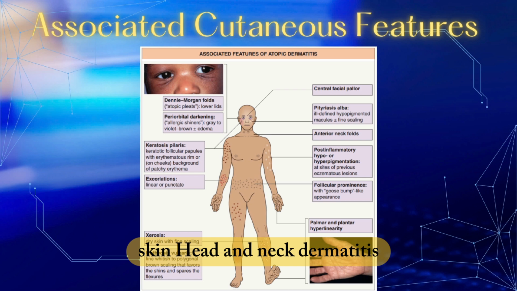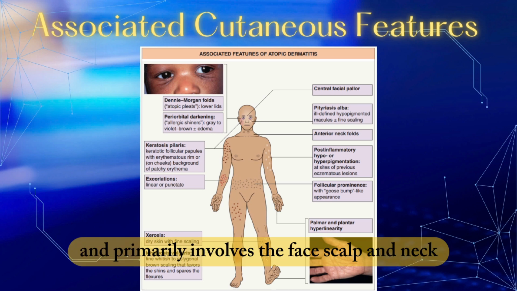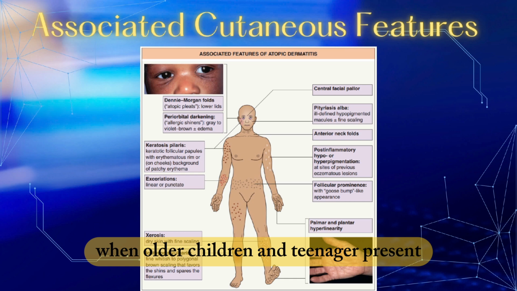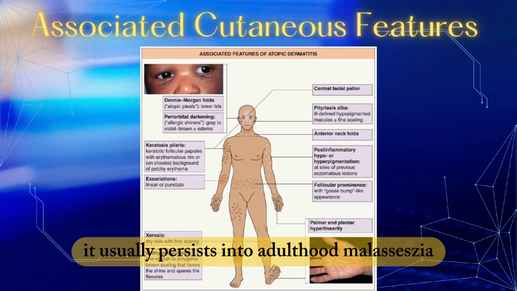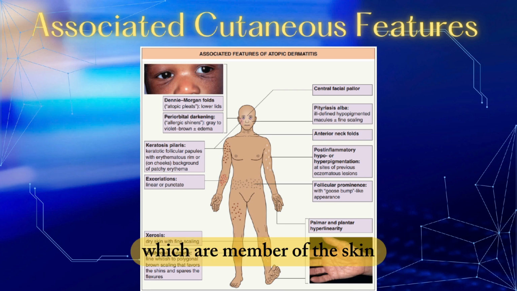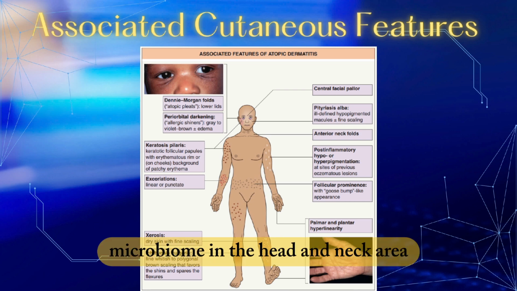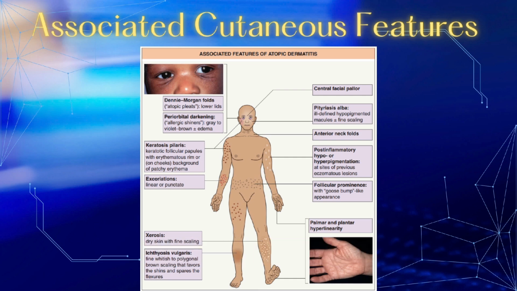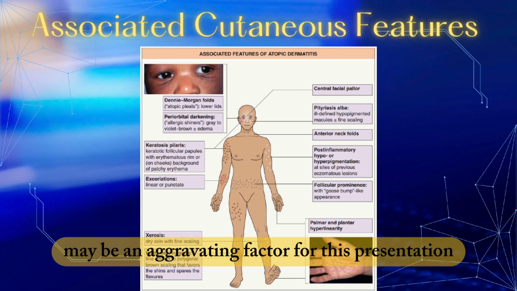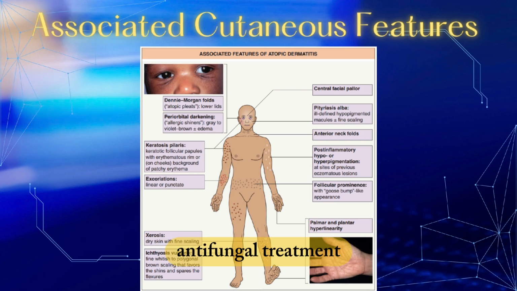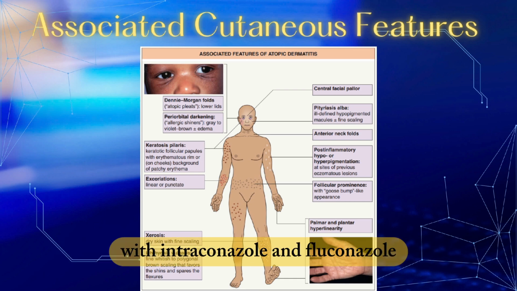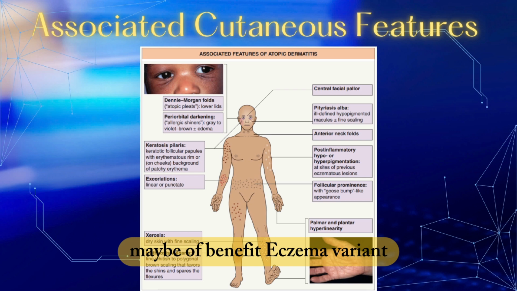Head and neck dermatitis represents a variant of AD that typically occurs after puberty and primarily involves the face, scalp, and neck. Older children and teenagers present with this form of AD. It usually persists into adulthood. Malassezia yeast, which are members of the skin microbiome in the head and neck area, may be an aggravating factor for this presentation, and systemic antifungal treatment with itraconazole or fluconazole may be of benefit.